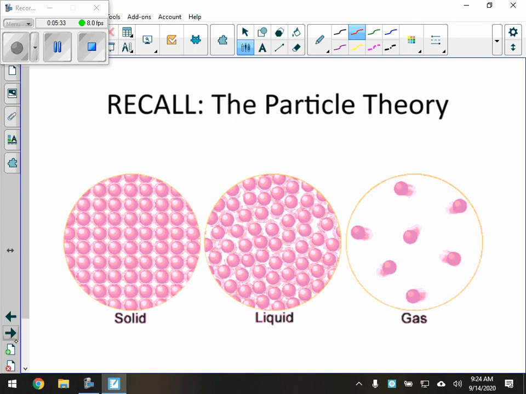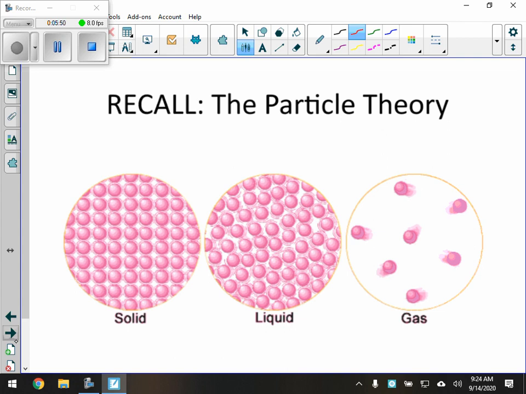So just a quick little idea here. Just remember the solids are all jammed together. If you're looking at a solid, this is what it would look like on an atomic level. They're all jammed together. There's no freedom of motion here. Basically, they're all jammed together and they're all linked to one another.